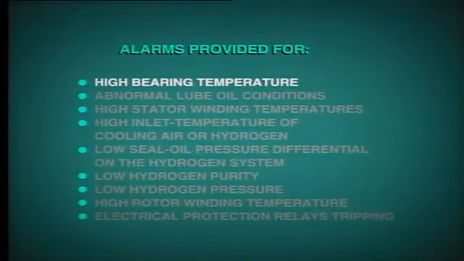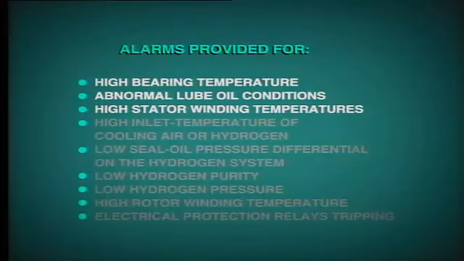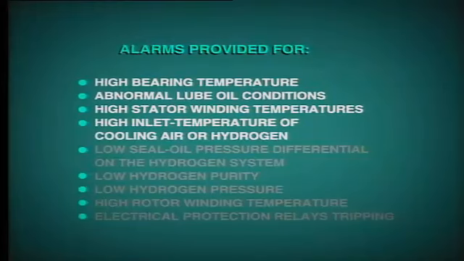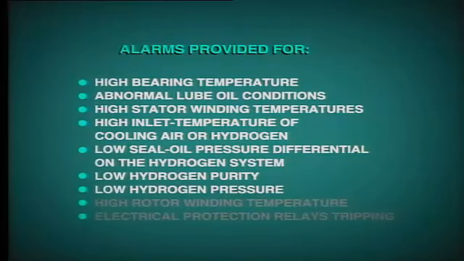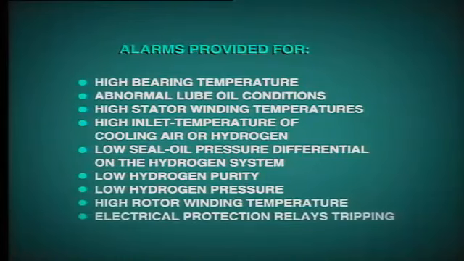As you would expect, the generator is well equipped with indications, alarms, and trips to provide protection. Alarms are triggered to warn of such conditions as high bearing temperature, abnormal lube oil conditions, high stator winding temperatures, high inlet temperature of cooling air or hydrogen, low seal oil pressure differential on the hydrogen system, low hydrogen purity, low hydrogen pressure, high rotor winding temperature, and electrical protection relays tripping the unit in case of a generator electrical fault.